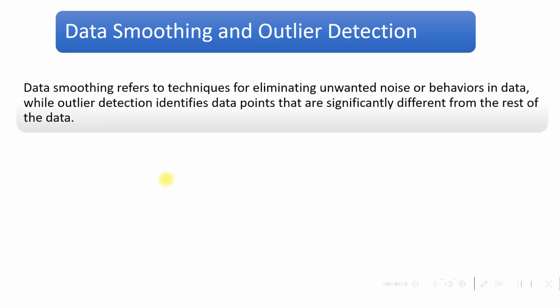Data smoothing refers to the technique for eliminating unwanted noise or behaviors in data. There will be unwanted, that is unimportant, data present. So how do we remove that data? Unwanted data is termed noise. So how do we remove that noise or unwanted behaviors in data? And outlier detection identifies data points that are significantly different from the rest of the data.